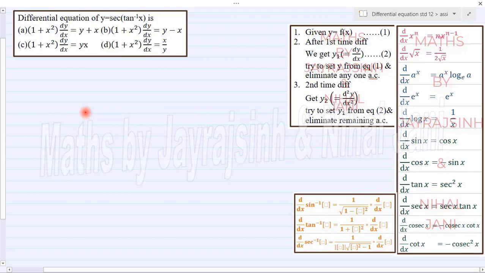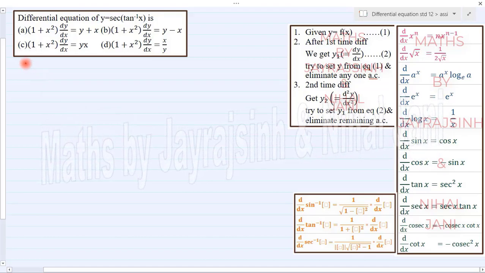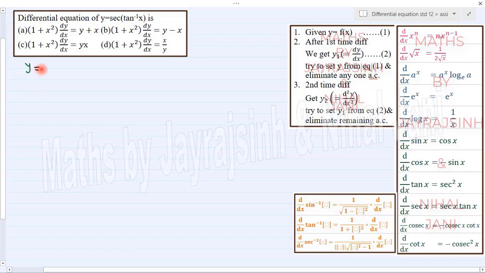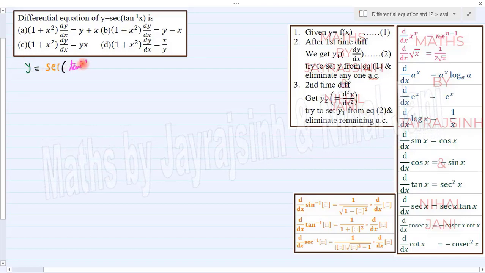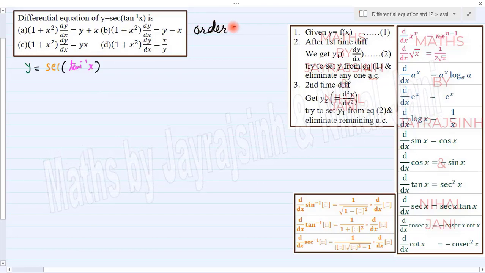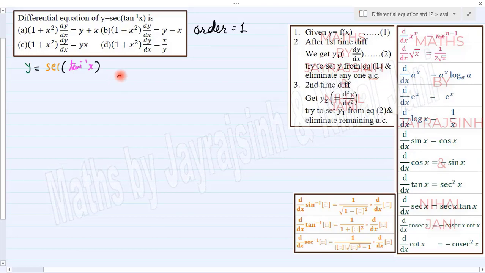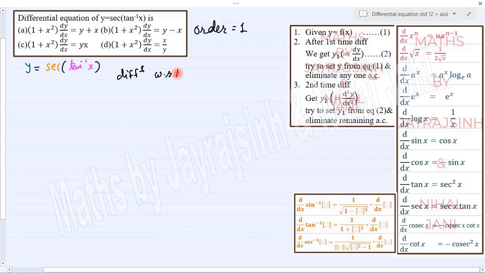We have to obtain the differential equation of y is equal to sec tan inverse x. All the differential equations having first order, so we are allowed to differentiate only one time. So let's differentiate our equation with respect to x.